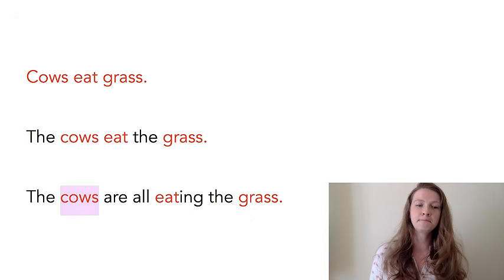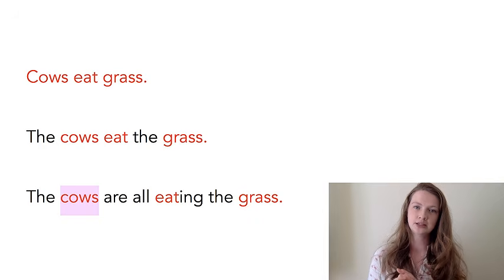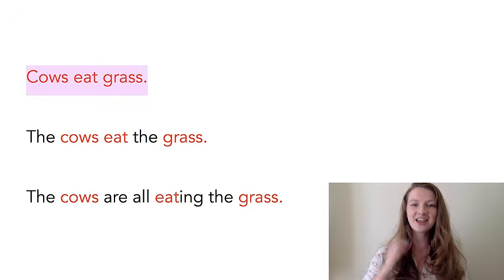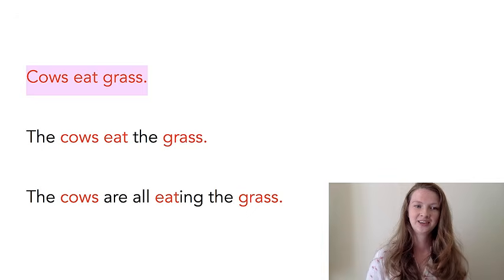Here, the same. The cows are all eating the grass. The cows are all eating the grass. That sounds strange because it's slowed down, but naturally it would sound like the cows are all eating the grass. The cows are all eating the grass. Okay? Let's have a go. Let's practice together. The first one. I'll say it, then you repeat. Cows eat grass.